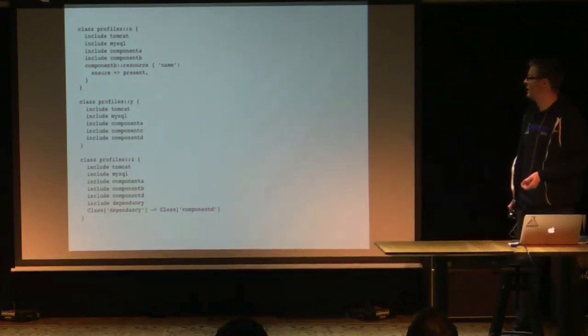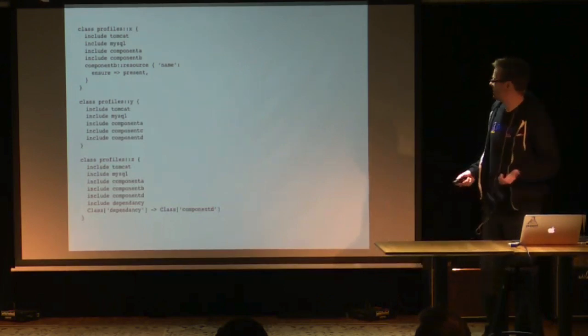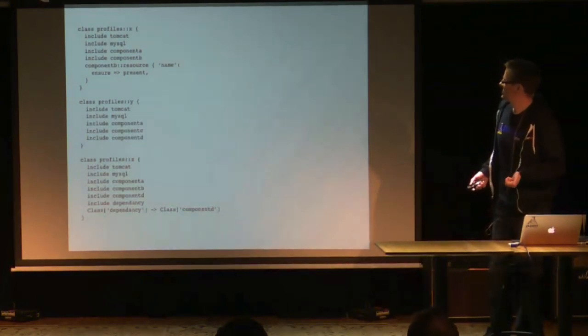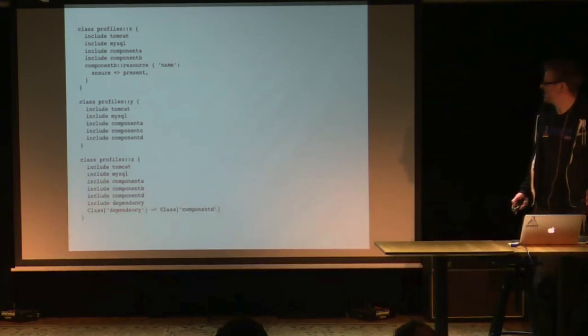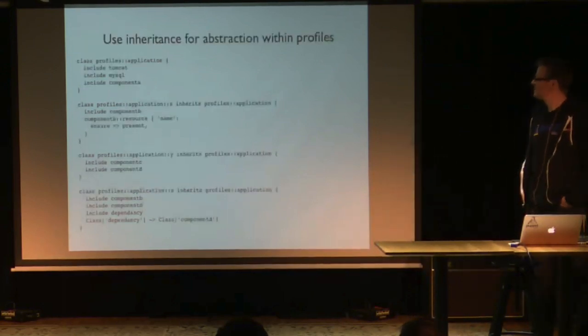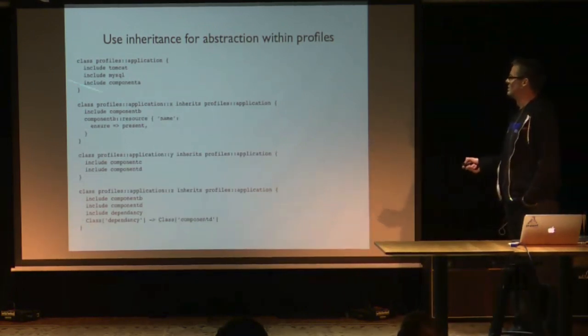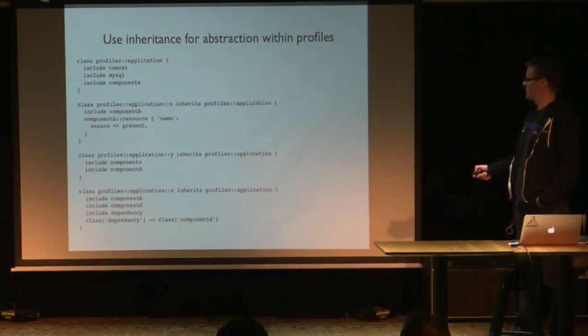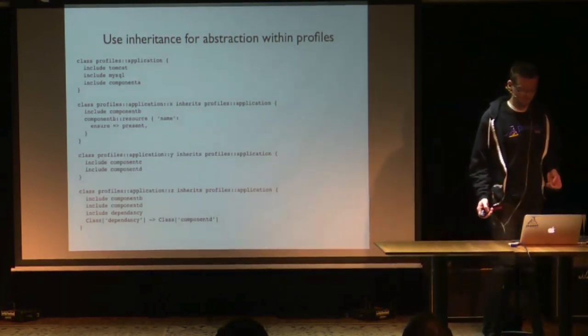This was kind of cool. Then we realized we're trying to get away from duplication and abstract everything. The fact that we know Tomcat, MySQL, and component A are needed on all boxes is an okay time to use inheritance. So we came up with a slightly tighter system where we had a profiles application, and then our X, Y, and Z inheriting from it, with just the implementation differences.